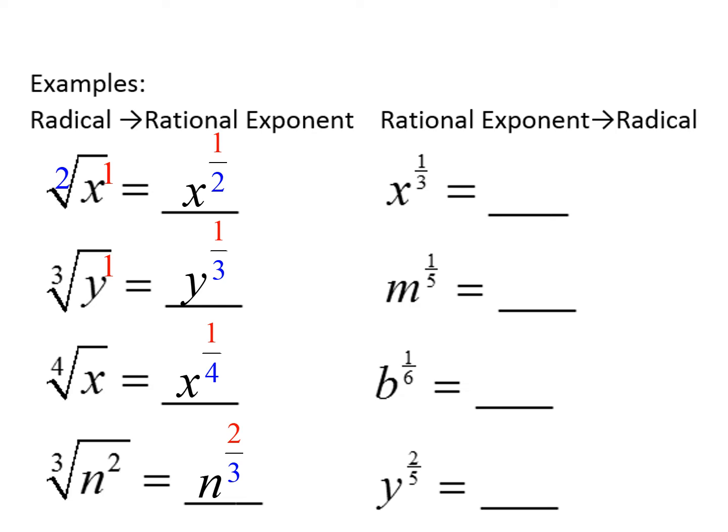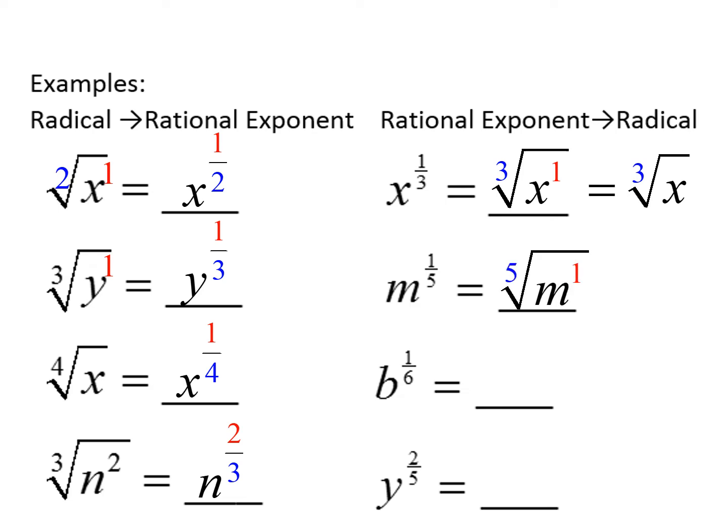All right, let's flip it around, and we're going to go from rational exponent and put it back into a radical. So the first one, on the bottom is a 3, so we put that on the index. This is the cube root of x. The next one, the 5 is the root. It is the index. This is the 5th root of m.